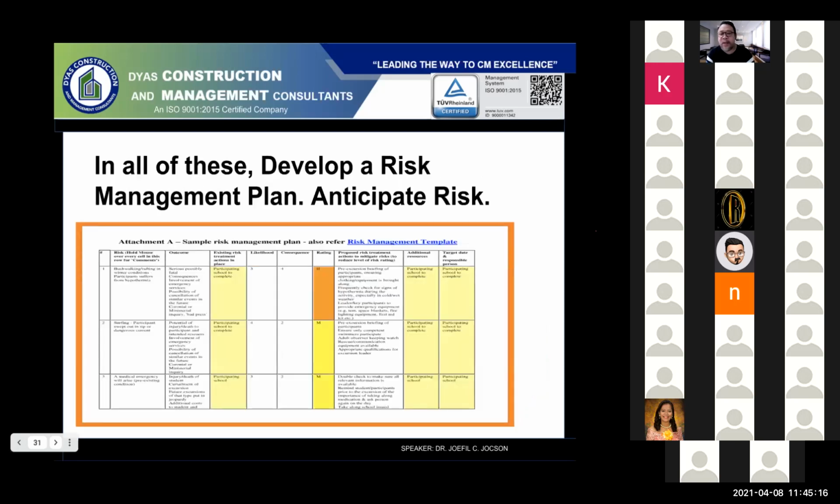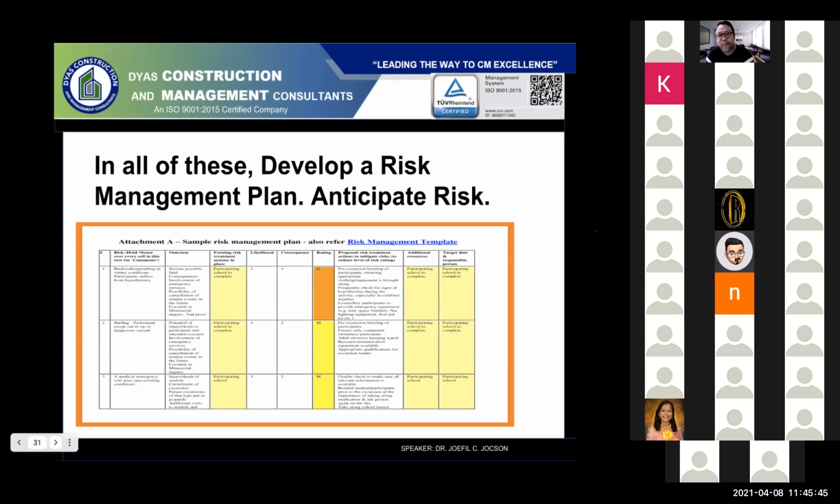And this summarizes our topic today. In all of this, develop a risk management plan. So if you're not familiar with the risk management plan, we will have another session for this. Pero kung familiar naman kayo, this is a very good tool na para ma-anticipate nyo yung mga risk and challenges na na-encounter ninyo sa project. And this risk management plan has a solution. Pag may risk ka, pagdating ng risk, may solution na kaagad yan.